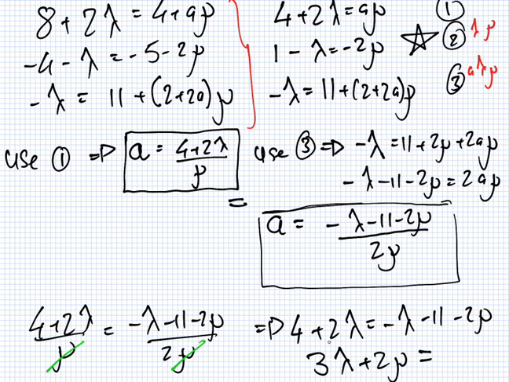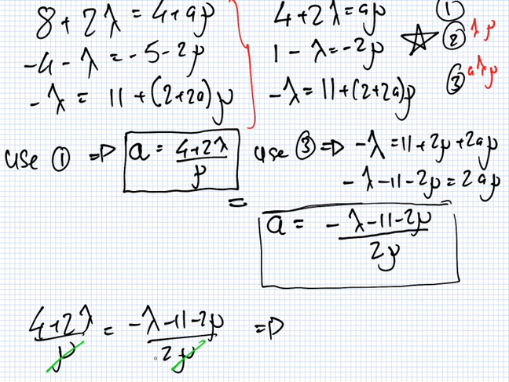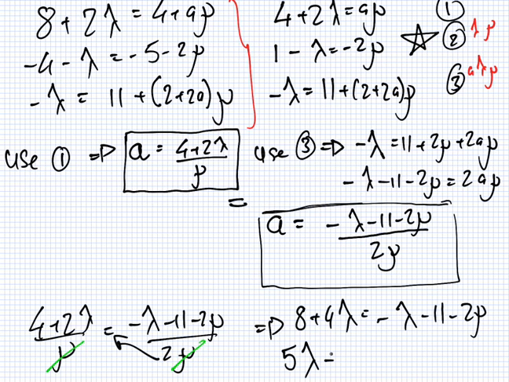What did I forget? Oh, the 2 here. So I need to bring that 2 up there, don't I? Bring the 2 up there. 8 plus 4 lambda equals minus lambda minus 11 minus 2 mu. 5 lambda plus 2 mu equals minus 19. Yeah?